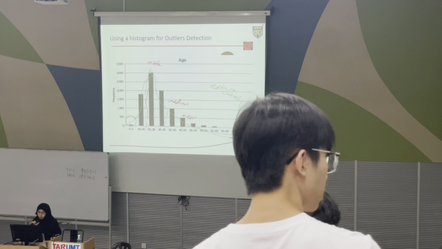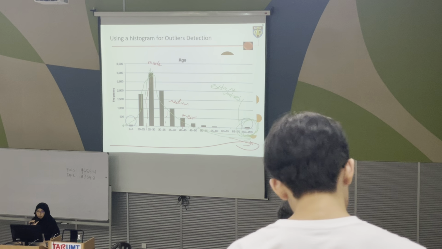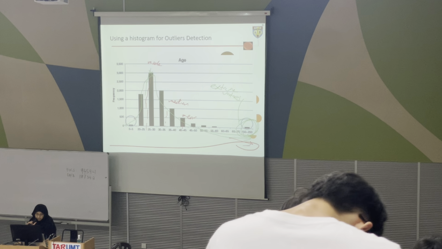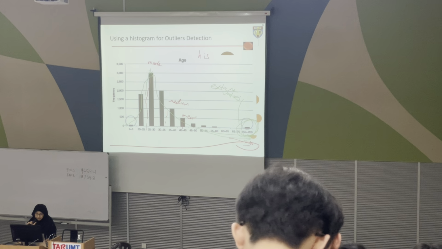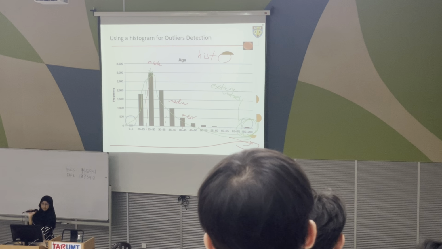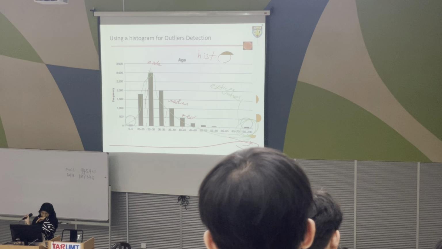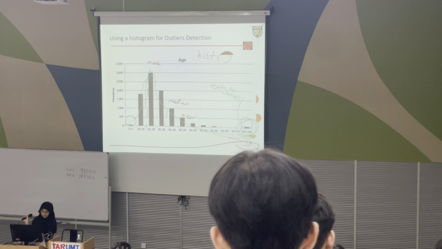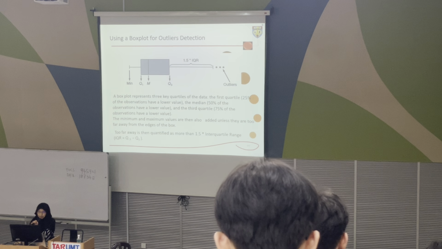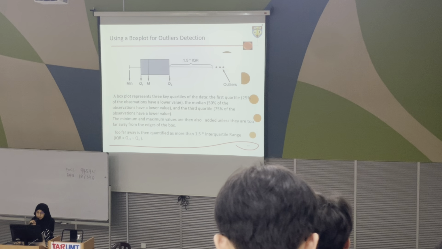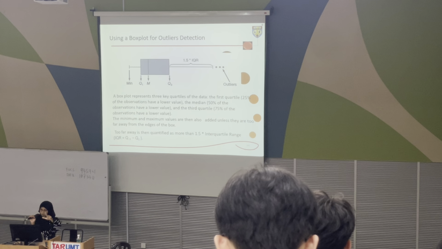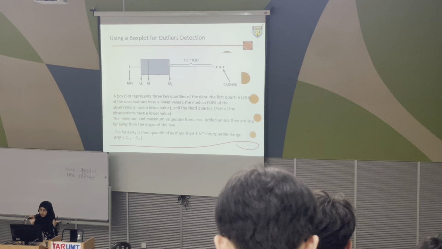Okay, in order to draw a histogram, you can use the built-in function from Python. Just call this function. Next, just now you can use a histogram. You can identify the minimum and maximum values. So you can use a histogram to detect outliers.